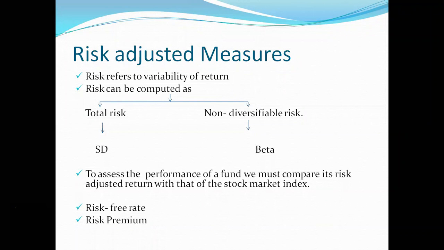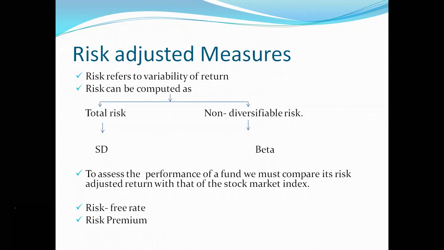Variability of return is nothing but that, at times, the risk would be volatile in nature, or we are not able to generate the return which is expected. So that variability is defined in terms of risk, and that is why risk refers to variability of return. And we can compute risk in two different aspects.